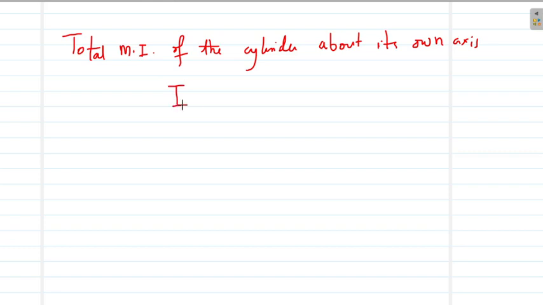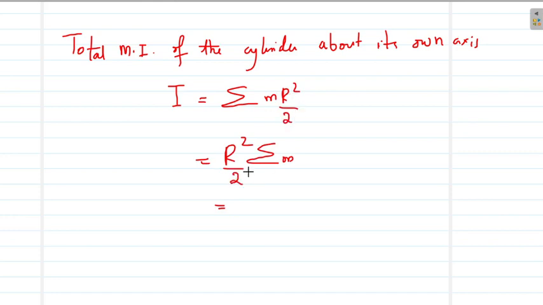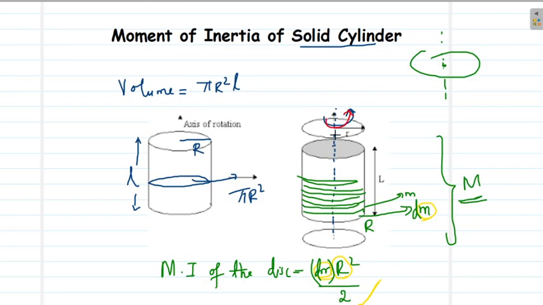which we call I, that is equal to the sum of moments of inertia of all individual discs, which is the sum over small m r square by 2. This is equal to r square by 2 into the sum over all the masses. So we get capital M r square by 2. So this is the moment of inertia corresponding to a solid cylinder which is making rotations about its own axis.